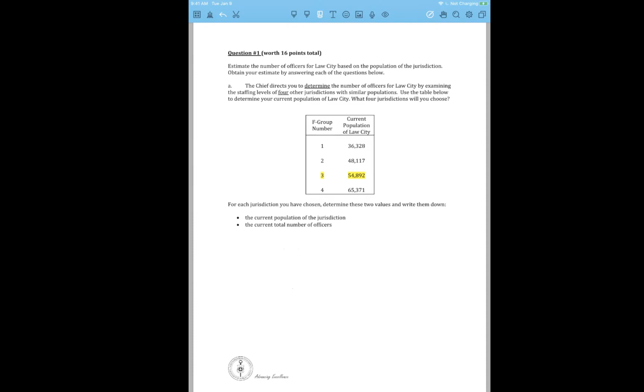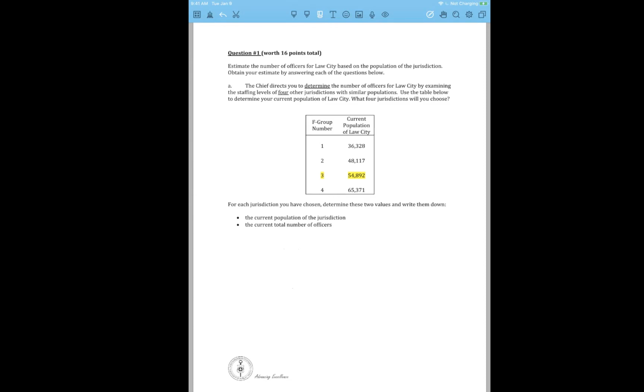Question 1 has 4 parts. What you're trying to determine is how many officers you need based on population. But you shouldn't just use your population. We are going to compare with 4 different cities their population and number of officers. So this is a comparison using population as a workload measure.